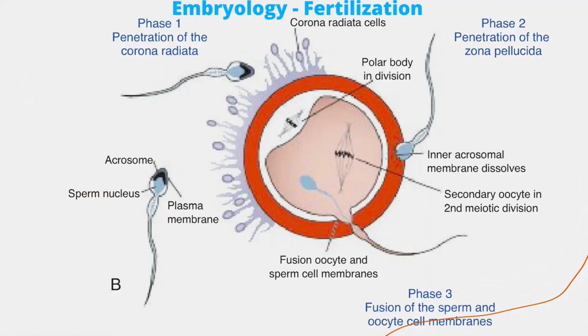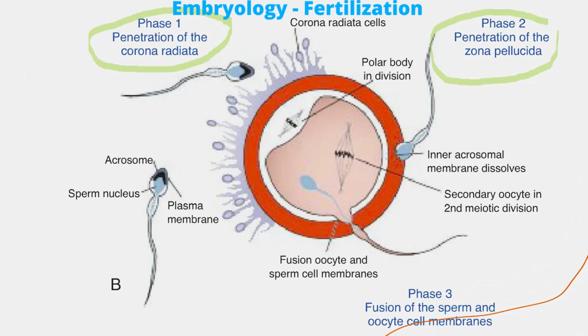So here I'm showing an image of how fertilization occurs, and you have to remember there are three phases. The first phase is the penetration of the corona radiata, and that is done by the sperm. This is the first stage of fertilization, and it needs to happen. The second is when the sperm binds to the GP3 receptor located on the zona pellucida, which causes an acrosomal reaction to occur.